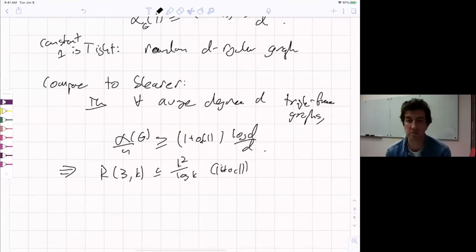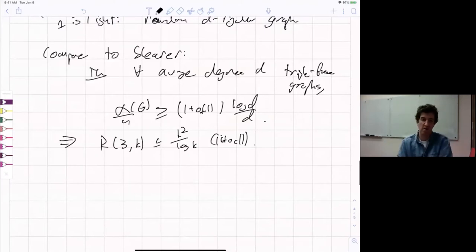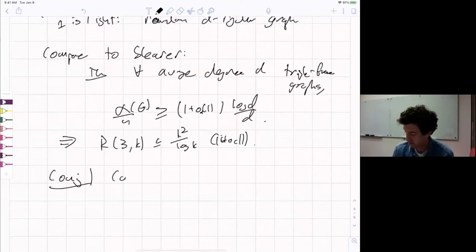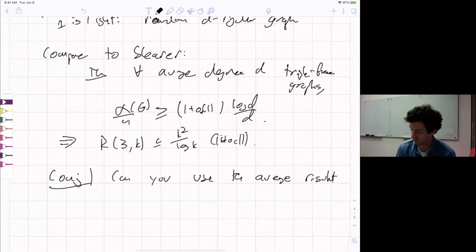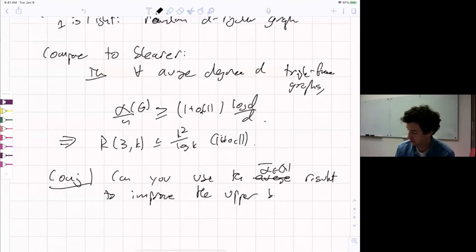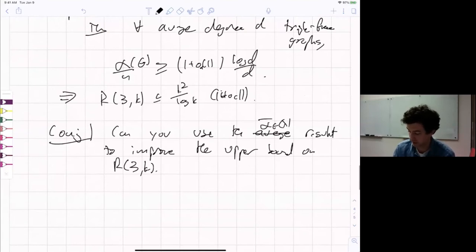Okay, and you can also deduce this bound from our result, but what I want to mention, and maybe some of you have heard me mention this before, is that I think this is a nice open problem. Can you use the average result, the occupancy fraction result, to improve the upper bound on R(3,k)? That's a question, I guess.